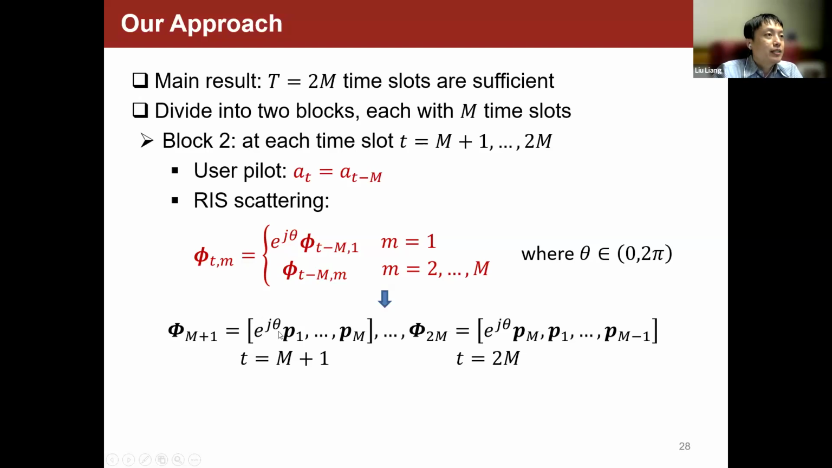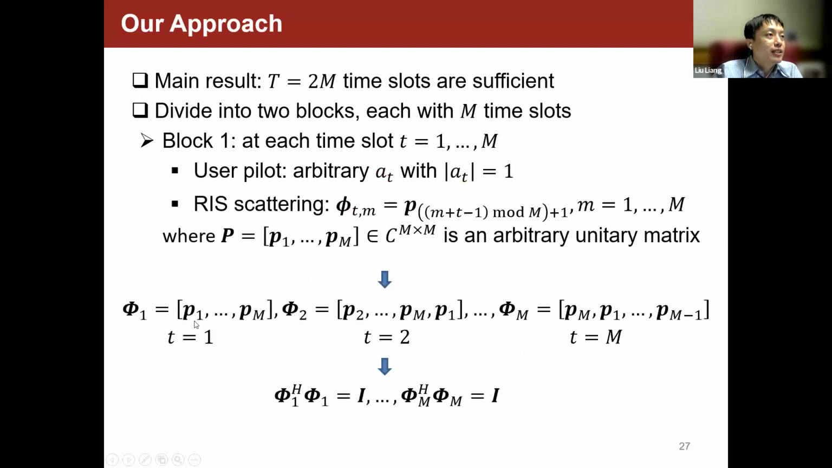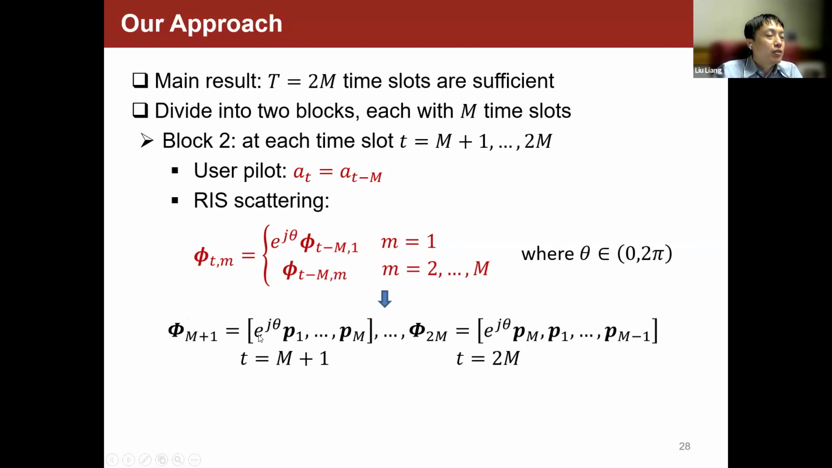So there is a new coefficient here. Previously, we just had P1 in phi 1, okay? Now we just change the first column. We multiply it by a coefficient e to the power of j theta. The other columns, everything is the same as phi 1, okay? Phi m+2 is generated based on phi 2. And phi 2m is generated based on phi m.